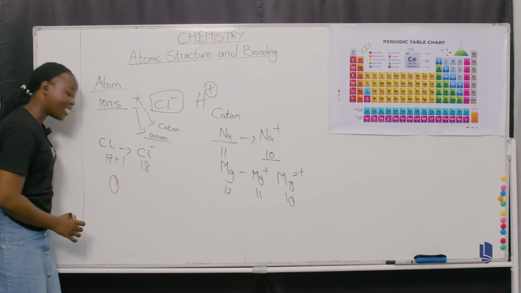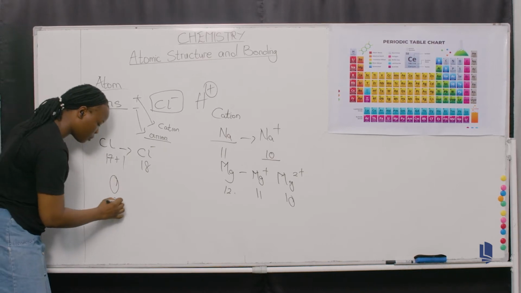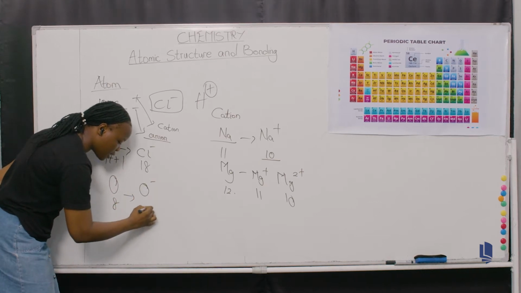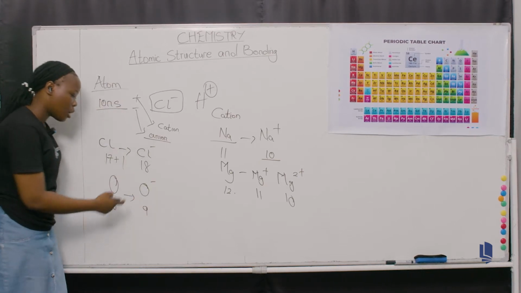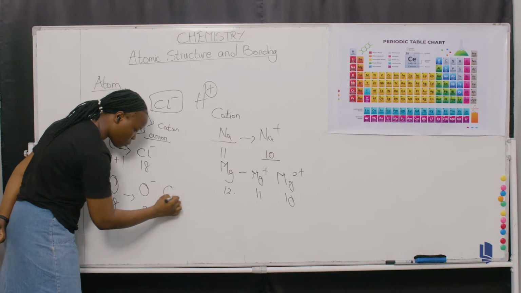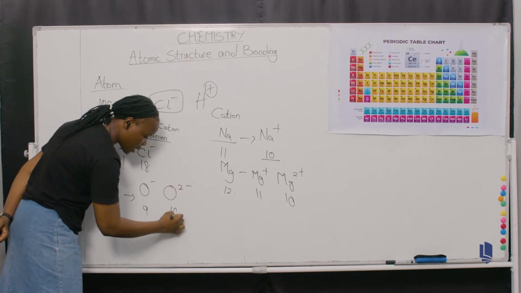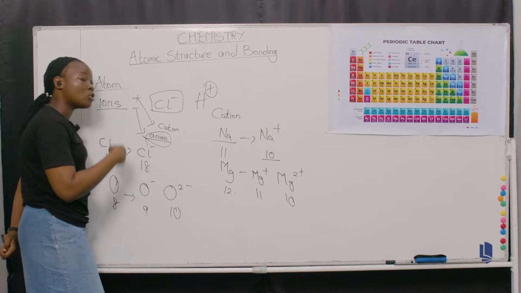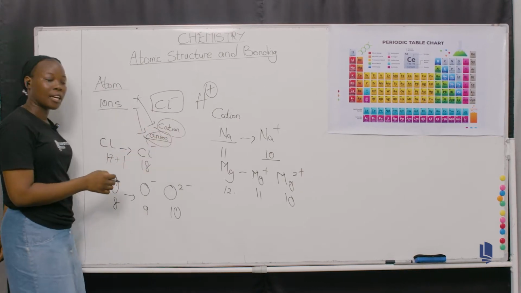Oxygen, the 8th element of the periodic table. When it gains one electron, it becomes O minus, and this is 9 because it has gained one electron. And when it gains another electron, it becomes O2 minus, and this is 10. So you gain electrons to become an anion, you lose electrons to become a cation.